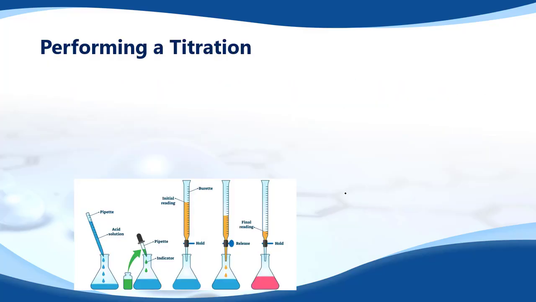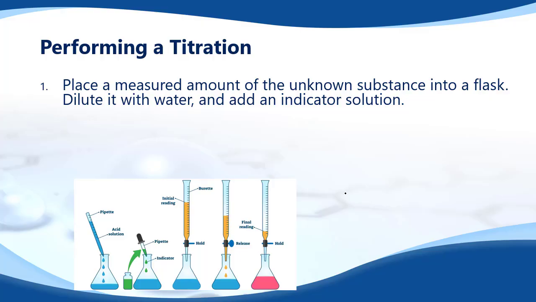In order to perform a titration, we're going to do it in a series of steps. Now, the equipment that we have down here may not be exactly the same as the equipment you're going to be using, but it's the same general process. What you do is your unknown substance, you take a very carefully measured amount of it, and you add it into a flask, and you dilute it with some water. The amount of water that you add doesn't matter.